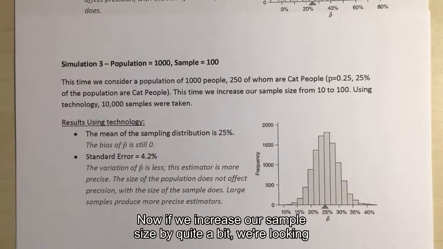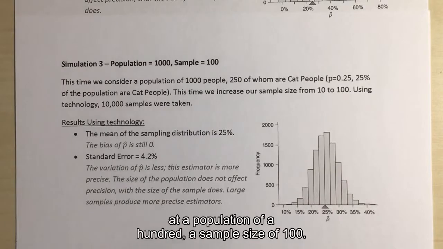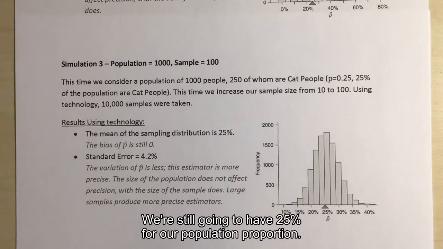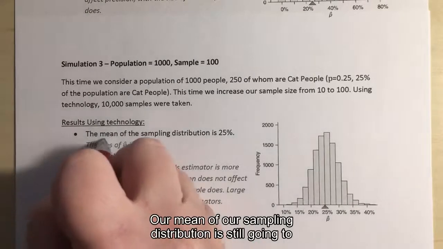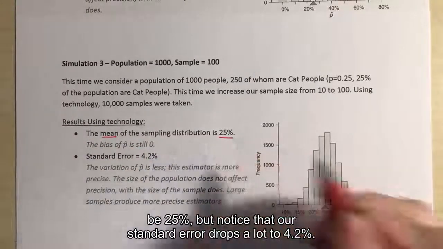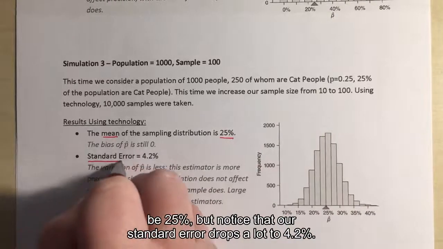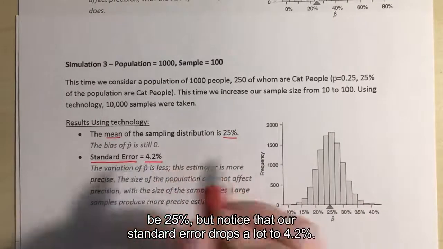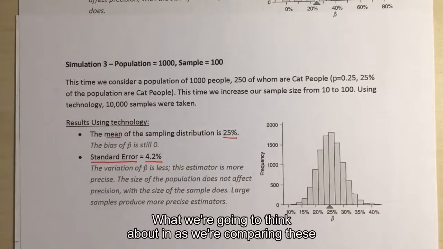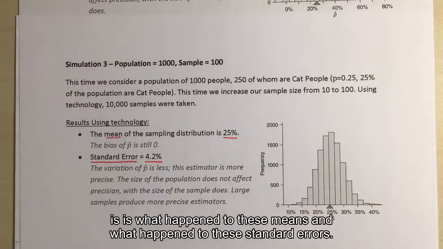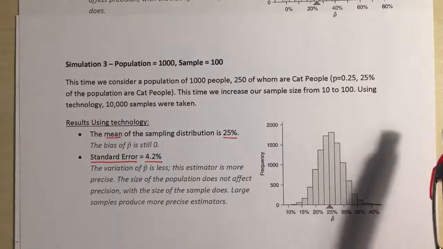Now if we increase our sample size by quite a bit, we're looking at a population of 100, a sample size of 100. We're still going to have 25% for our population proportion. The mean of our sampling distribution is still going to be 25%, but notice that our standard error drops a lot to 4.2%. So what we're going to think about as we're comparing these is what happened to these means and what happened to these standard errors.